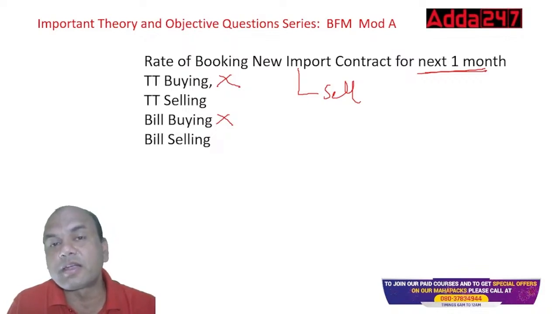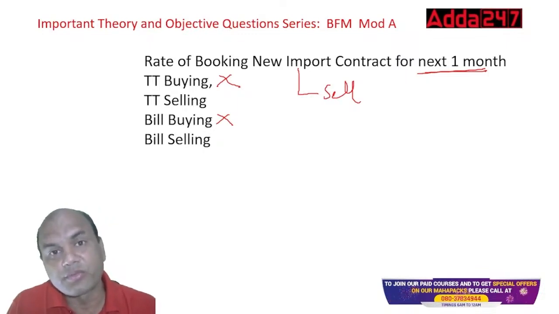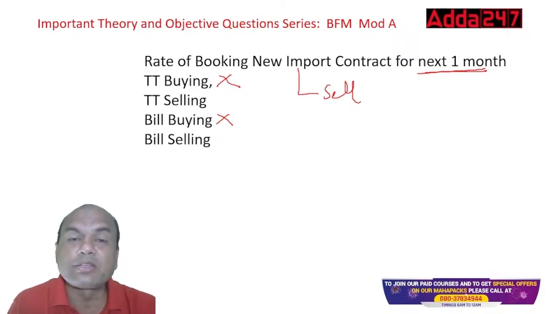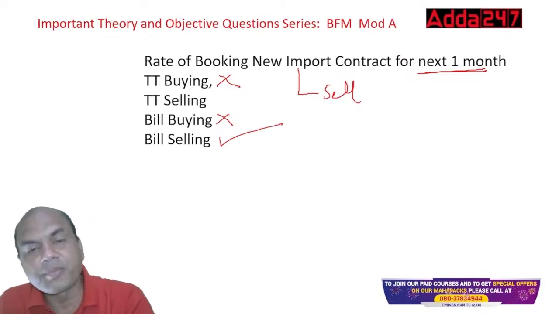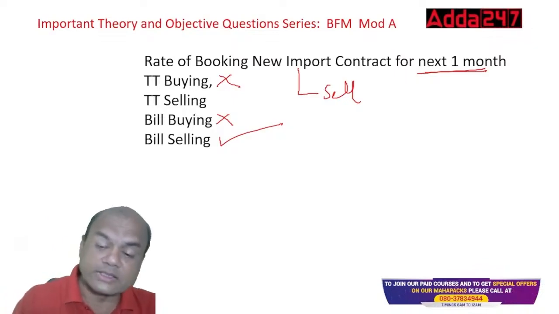Next 1 month. See here, TT is always used for spot transactions. Right now, I have to cancel the transaction right now. But next month means 1 month risk you are taking. So whenever you take the risk, it is called as TT selling or bill selling. Bill selling, correct? So that is the answer. Okay. Clear everyone? Got the concept?